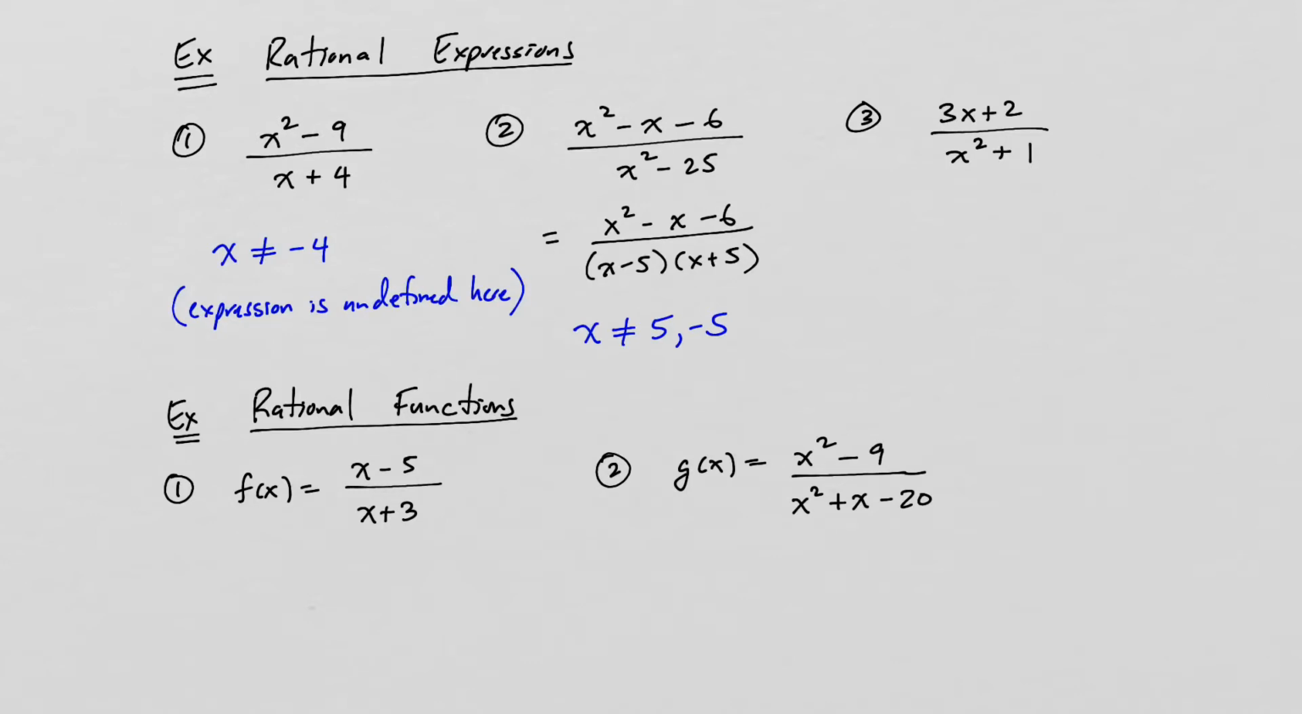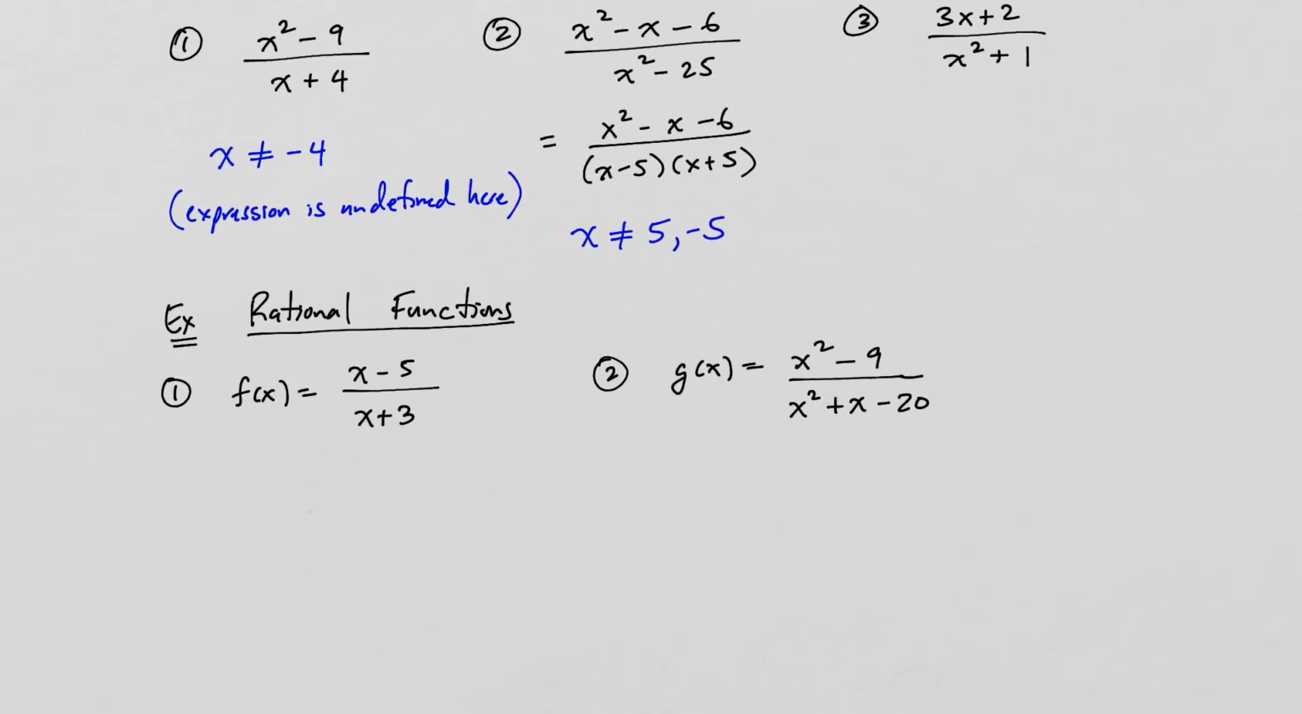Moving on to rational functions, we'll basically have the same conversation here. So f of x equals the rational function x minus 5 over x plus 3. A rational function is just a function, f of x equals a rational expression. And once again, there is a restricted value here, right? x cannot be equal to negative 3.